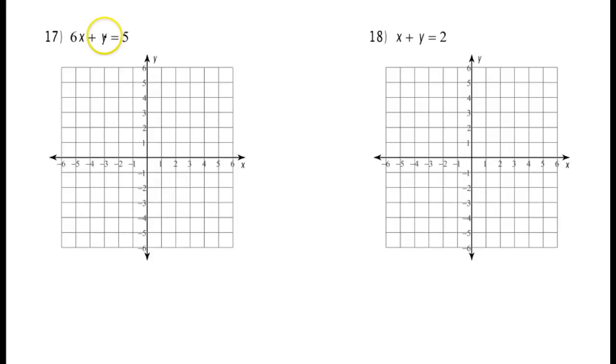What about here? Maybe solve for y. One approach. Subtract 6x on both sides. y equals negative 6x plus 5. What's the run? What's the missing value for the slope? So start at 5. Down 6, right 1. There we go.